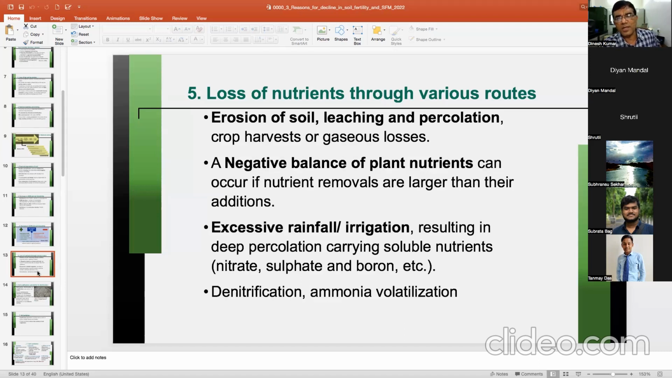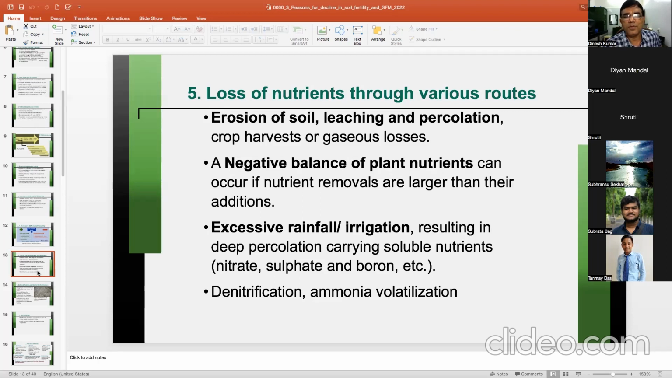Nitrogen is mostly lost as nitrate. Can it be lost as ammonium? I made a statement that nitrogen is lost by nitrate leaching. Can ammonium also be lost by leaching? Ammonium ions can be lost by leaching, yes or no? Any student? No, sir. No, sir. No, sir. Okay. What about other students?